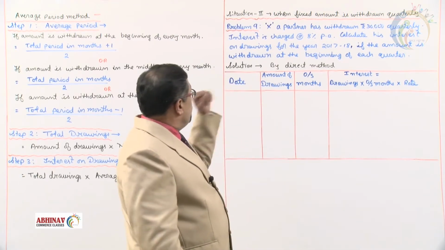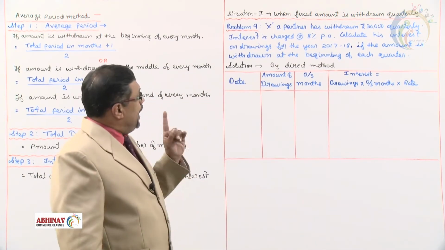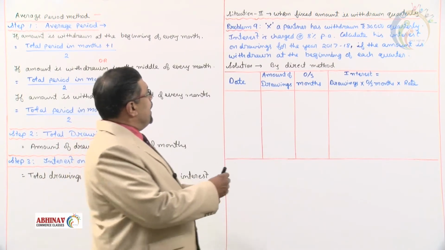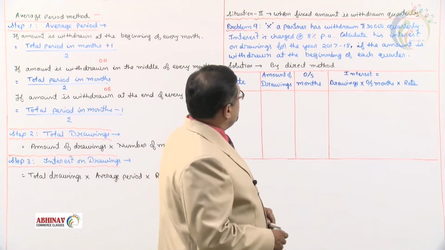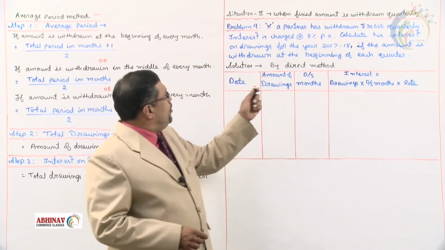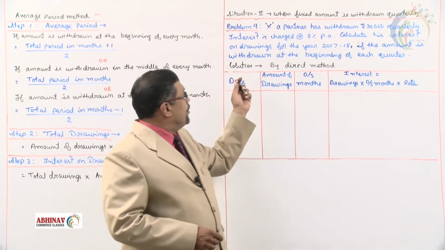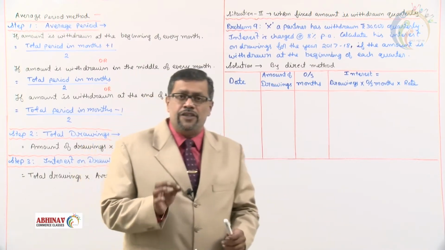Now, problem number 9 says X, a partner, has withdrawn 30,000 quarterly. Interest is charged at 8% per annum. Calculate his interest on drawings as on 17-18 if the amount is withdrawn at the beginning of each quarter.